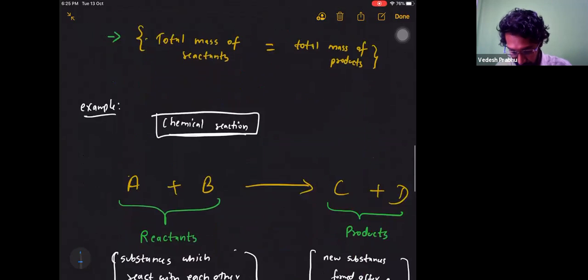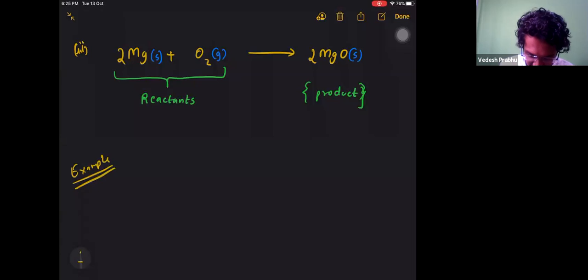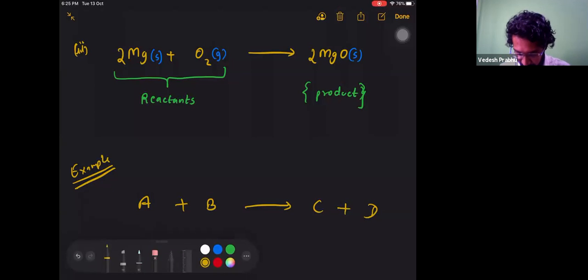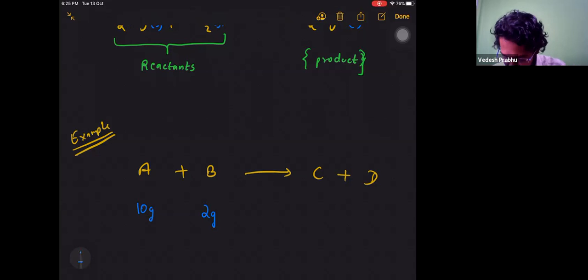Let me take one simple example, just an example. Suppose, assume, I have 10 grams of A, which reacted with 2 grams of B. Now I got 6 grams of C. What do you think? How much will be the mass of D?